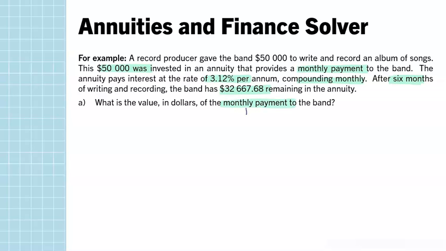So we're being asked to find what is our PMT value. So here we can see we have our starting value or a principal value of $50,000. We're making monthly payments. Okay, so PPY and CPY is monthly. We've got an interest rate of 3.12 and we have a future value after 6 months of payments. So let's put all of that information into our calculator and then we're going to solve for our monthly payment.